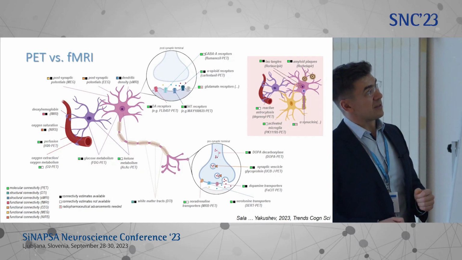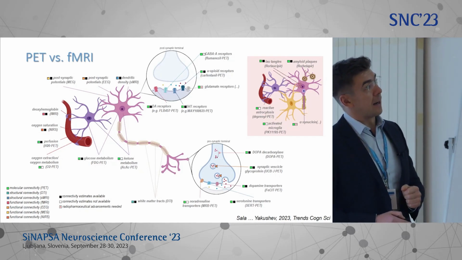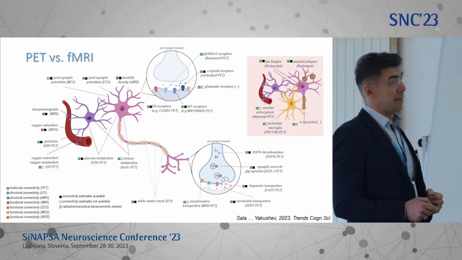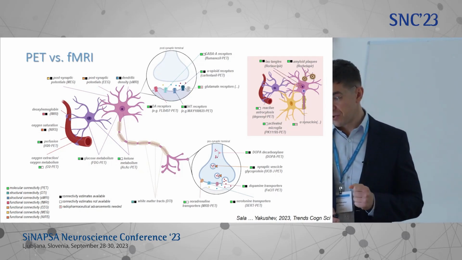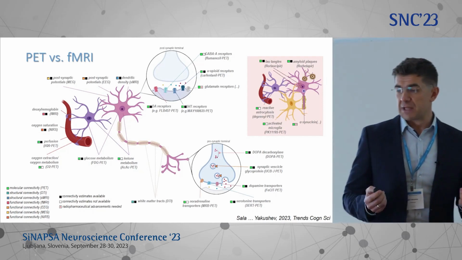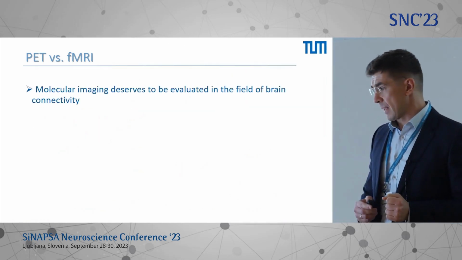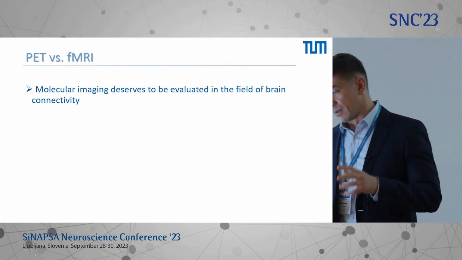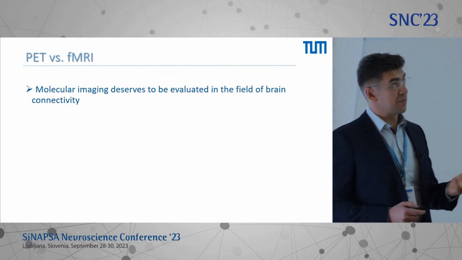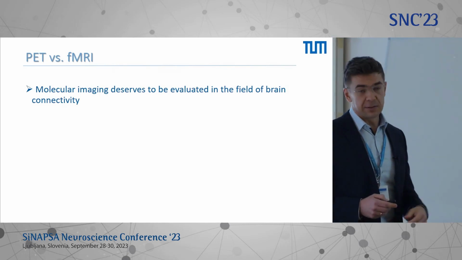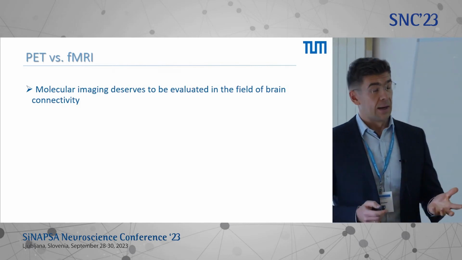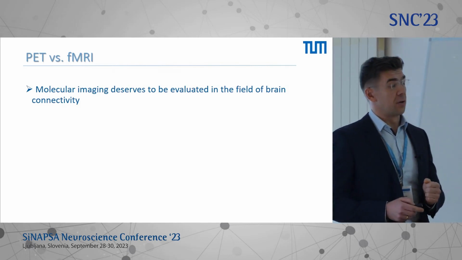So some important targets have been already approached by PET or by molecular imaging, but some not. There is much research in this area. So let's say with PET we have a large repertoire of potential targets. And given all these arguments, I would say that molecular imaging at least deserves to be evaluated in the field of brain connectivity, even if so far the proportion of PET studies has been much, much lower than the proportion of fMRI studies.